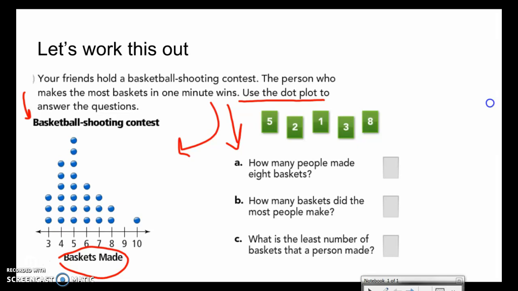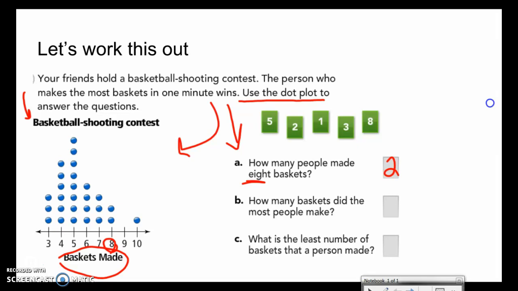Alright, so A. How many people made 8 baskets? Again, read it more than one time to make sure you read it right. How many kids made 8 baskets? Well, if you go here and find the 8th basket, you can see that 2 kids made it. Yay! That's a lot of baskets. Good job, those 2 kids.